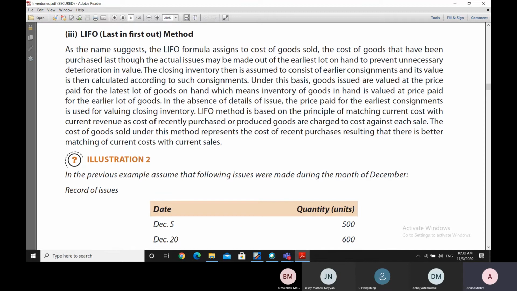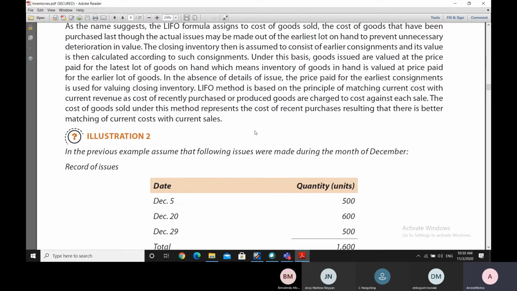In the absence of the details of issue, we do not have the details as to which good was issued when and under which lot. So the price paid for the earliest consignment is used for valuing the closing inventory. We don't have the exact details out of the goods which are remaining in stock as to when they were purchased. So we'll use the last one, the earliest one, for valuing that inventory.